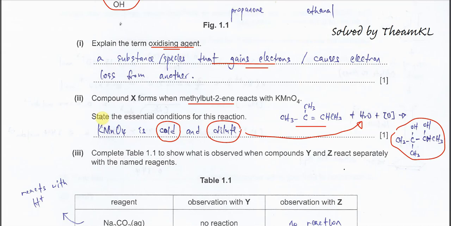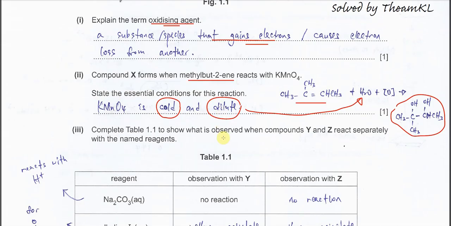So now again, the essential conditions for this reaction: it must be the KMnO4 in cold and dilute conditions. So it cannot be concentrated and hot. If it's concentrated and hot, then these C=C double bonds will break and form other compounds.